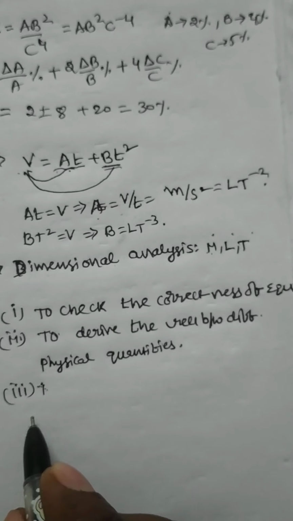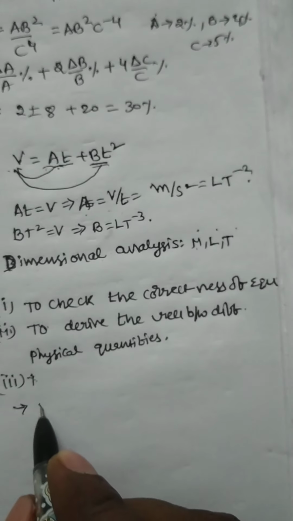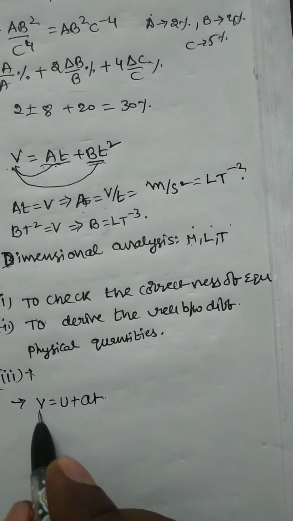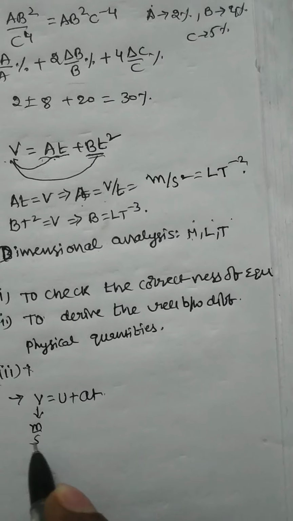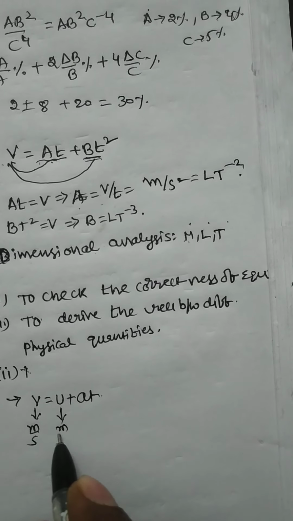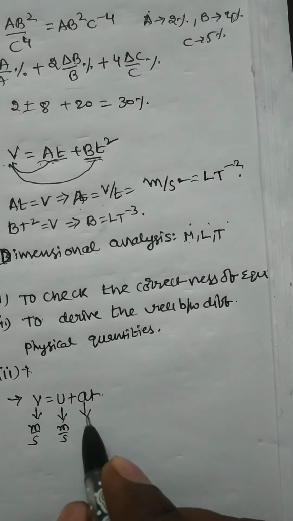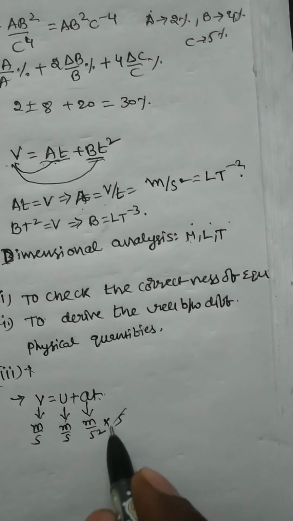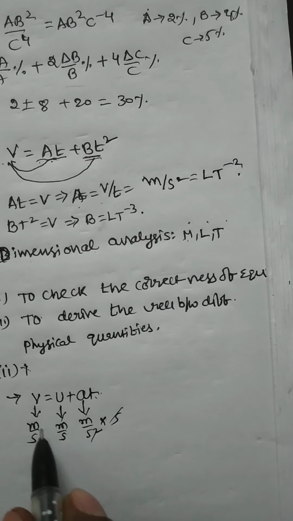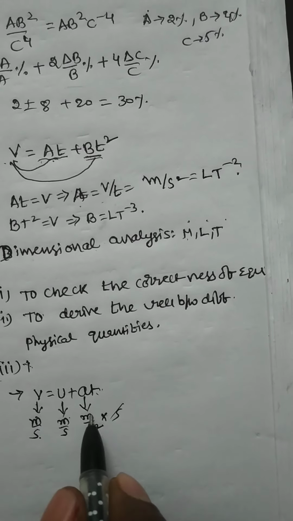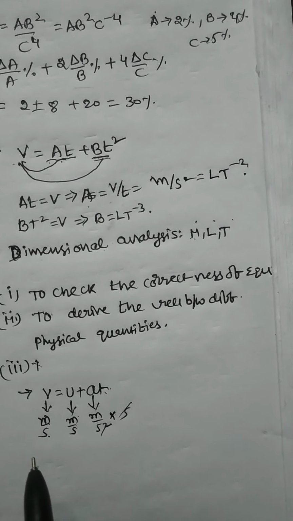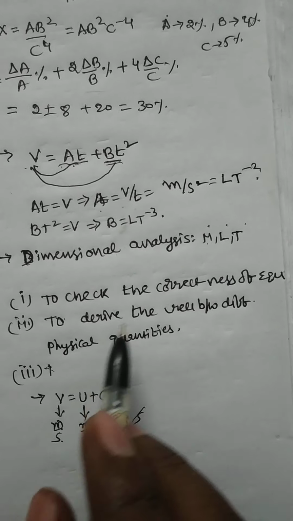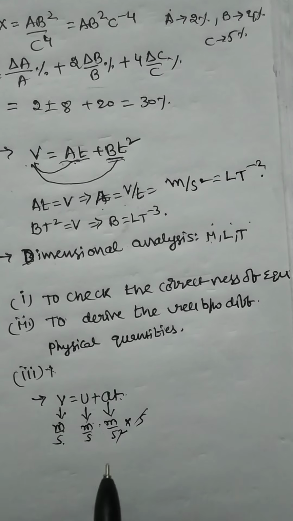So the first one is to check the correctness of equation. For example, if I take v equal to u plus at, what is the unit of v? Meter by second. What is the u unit? Meter by second. What is the a unit? Meter by second square. Time unit is second. Second cancels. So the left side and right side both have the same units. So this is dimensionally correct.